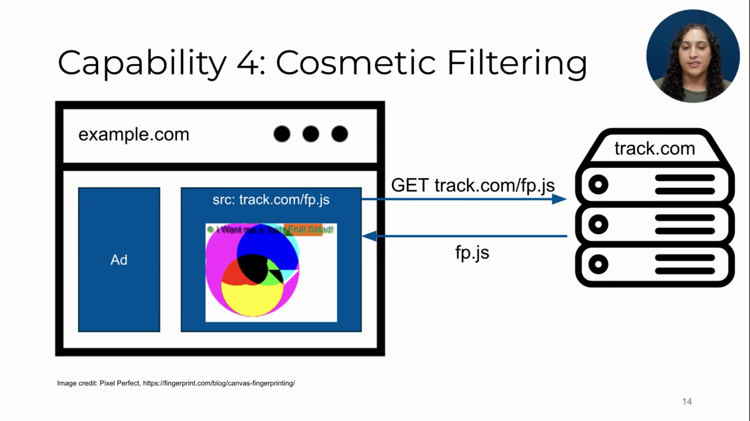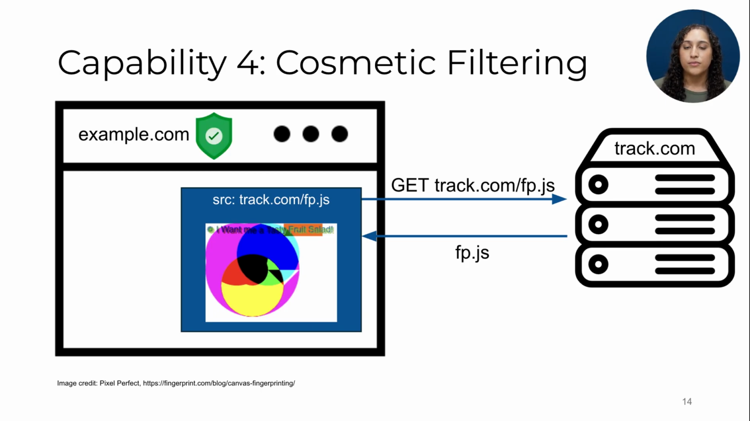Finally, the last capability is cosmetic filtering. This capability uses HTML and CSS selectors to find something on the page and simply hide it from the user's view. So for example, we can make this ad disappear.